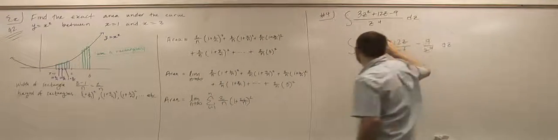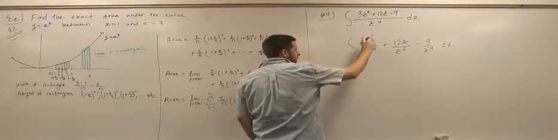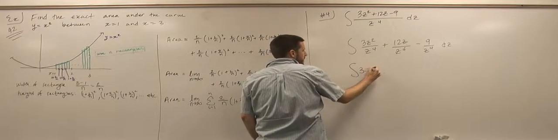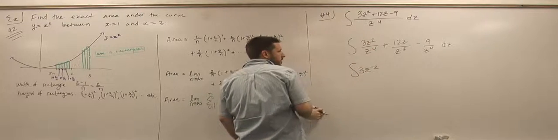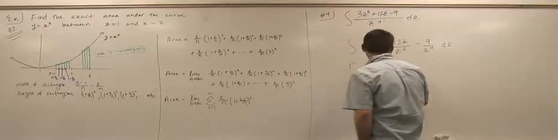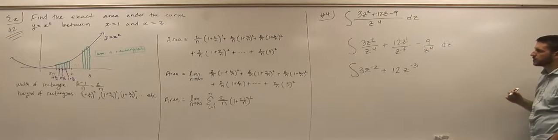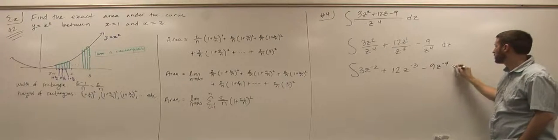Right? Because right now we have to combine these, and the way you combine is by subtracting exponents, at least when you have division. So this will be 3 z to the negative second, because 2 minus 4 is negative 2. Plus 12 z to the negative 3, because 1 minus 4 on the exponents. Minus 9 z to the negative 4.